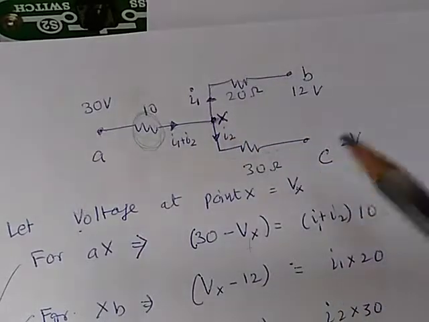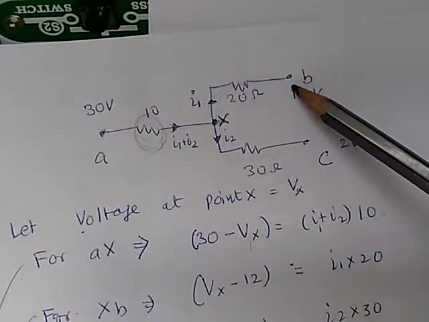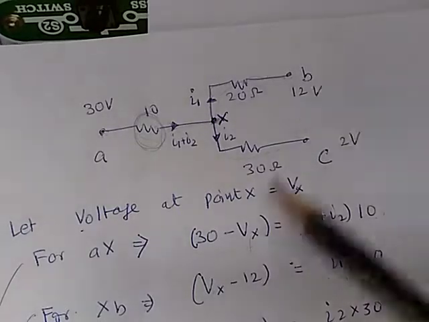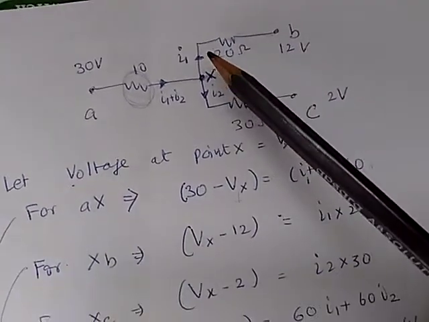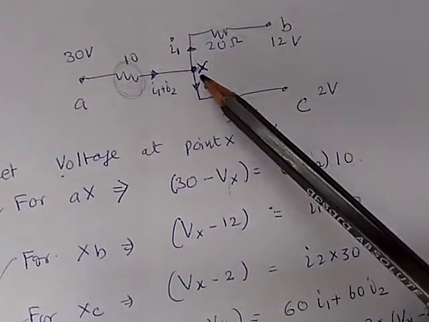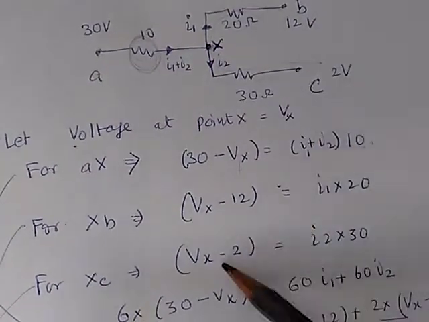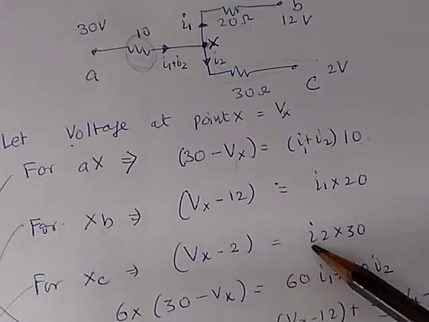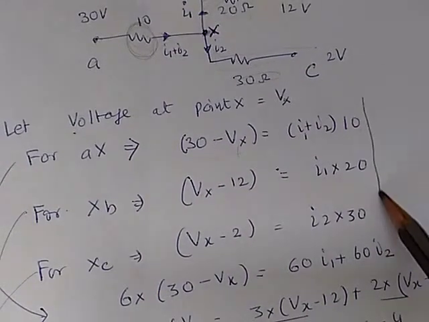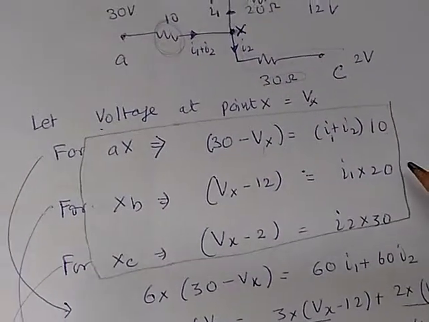In the same way, we can write the Kirchhoff voltage law equation for this branch XB. The voltage Vx minus 12 is equal to the current flowing through this, I1, multiplied by the resistor 20. In the same way, for this branch, Vx minus Vc, which is 2 volts, is equal to I2 multiplied by the value of these two resistors. So we have these three equations, and we can solve them for the values of I1 and I2.